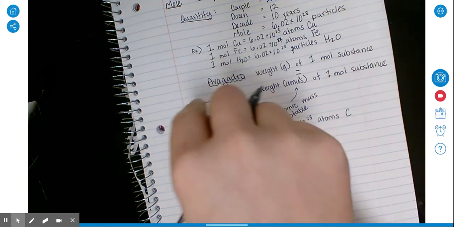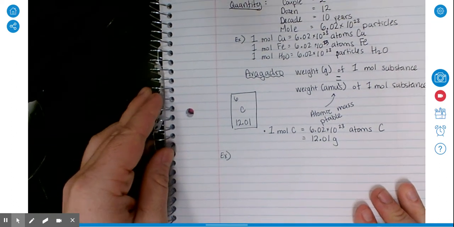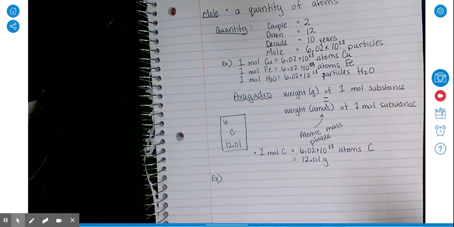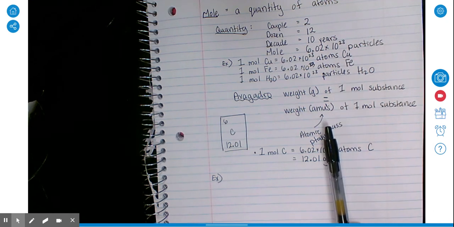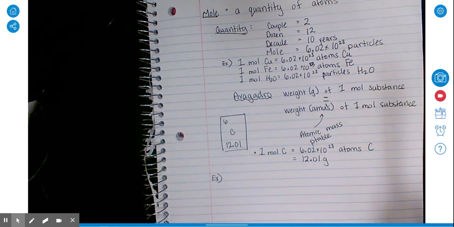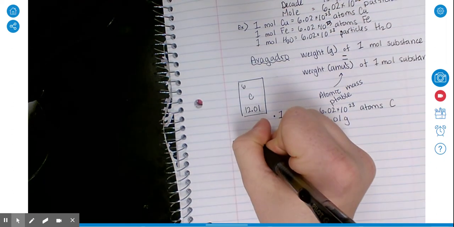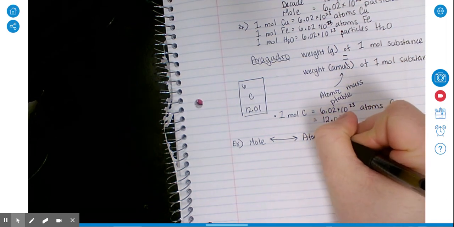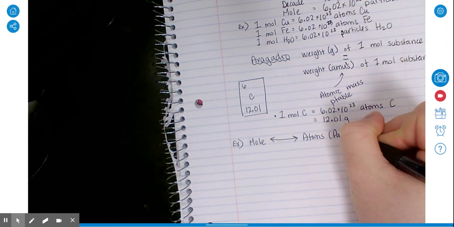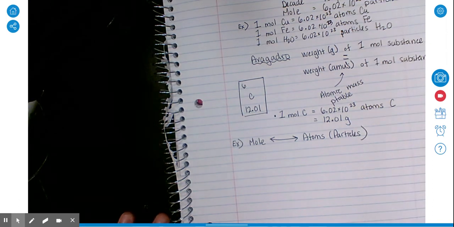Now, if this theoretical stuff confused you just a little bit, hopefully these examples will start to help clear it up. We are going to be doing 2 different kinds of examples. Today, we're going to be focusing really on the first part of this video, talking about the conversions just between moles and atoms. And in the second video, we'll focus on the conversion between moles, atoms, and grams. But for today, we're just going to focus on converting between moles and atoms. Atoms might also be particles if we're looking at compounds and not single elements.